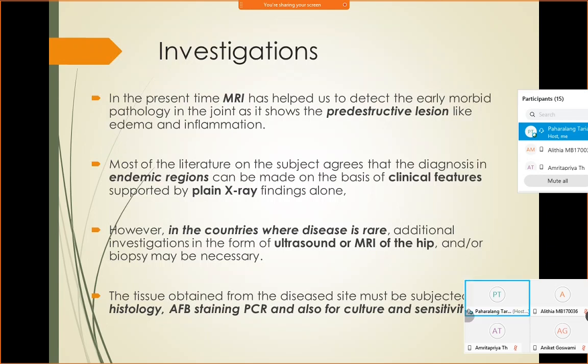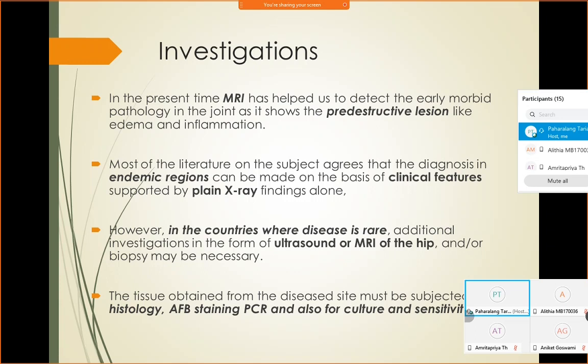The investigations here I mentioned earlier. Now that we have MRI to help you, it definitely helps you to diagnose this condition much earlier. However, we still depend on X-rays and you should not skip directly to an MRI. In a country like India, since we have so many cases of tuberculosis, most of the time when we have such a case, tuberculosis is the first thing that comes to mind.